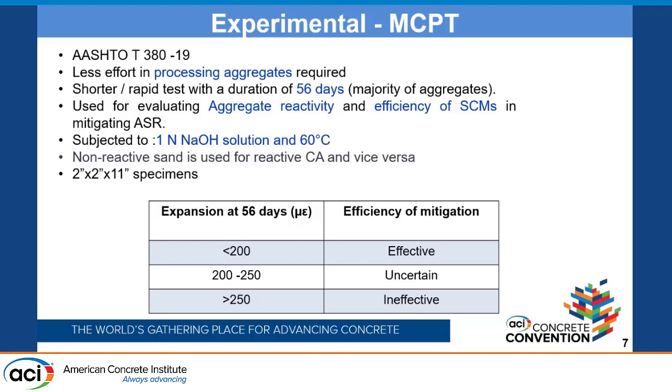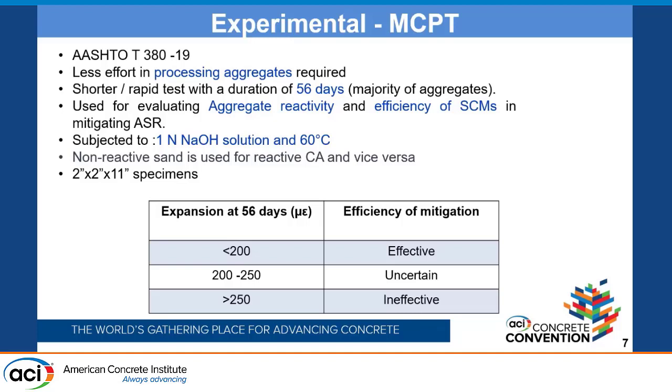as recommended by the miniature concrete prism test standard. The failure criterion says that if your binder in combination with the reactive aggregate yields an expansion of less than 200 microstrain at the end of 56 days of this storage temperature and conditions, it can be termed an effective binder.